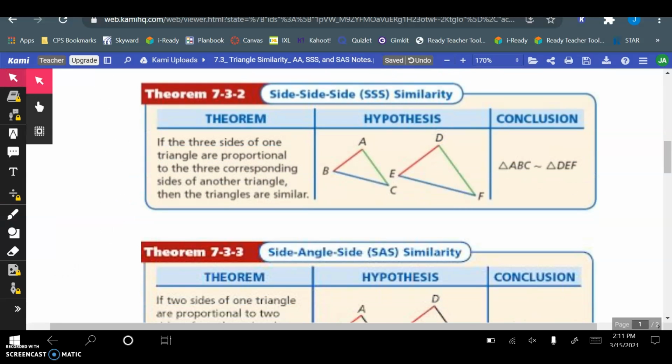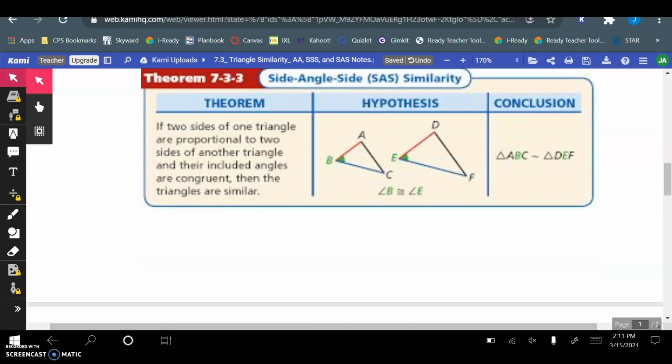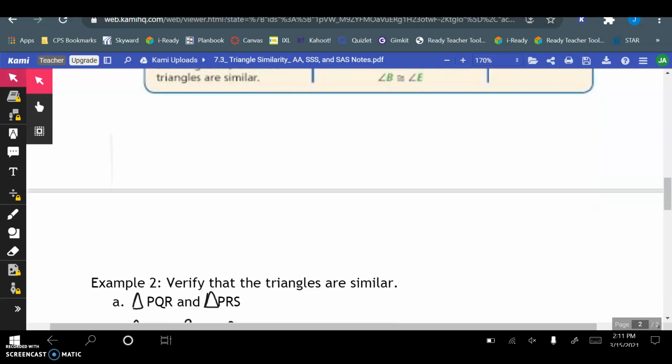Then we're going to talk about side-side-side similarity. If three sides of one triangle are proportional to the three corresponding sides of another triangle, then the triangles are similar. And then side-angle-side. If two sides of one triangle are proportional to two sides of another triangle and their included angle, so it has to be the angle in between those two sides, are congruent, then the triangles are similar.